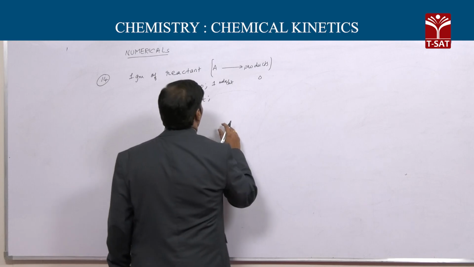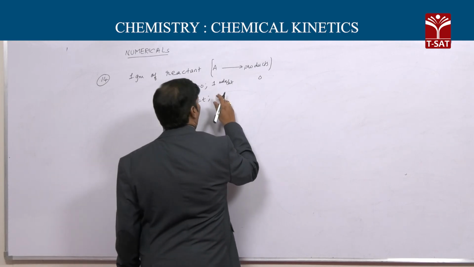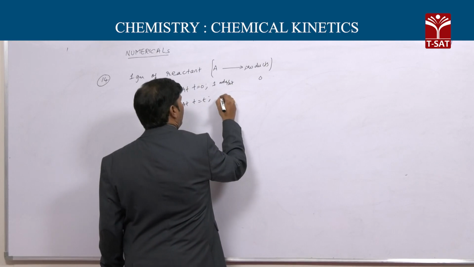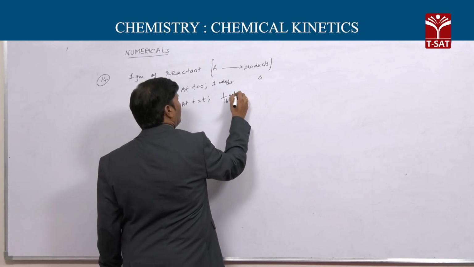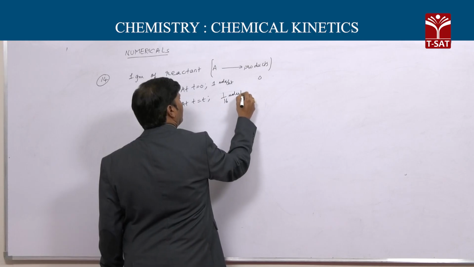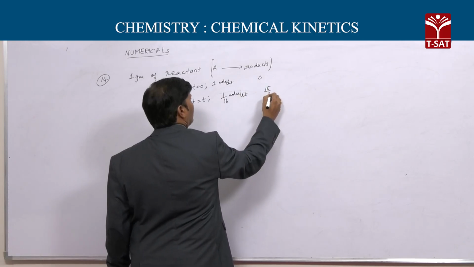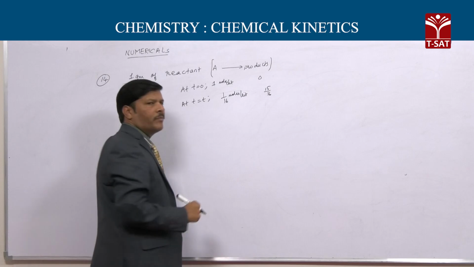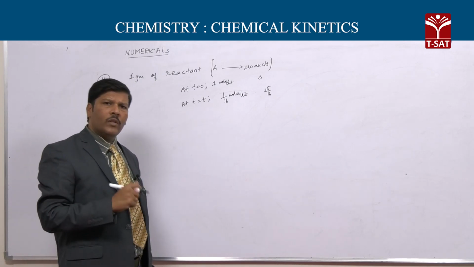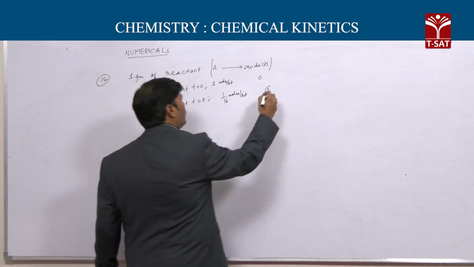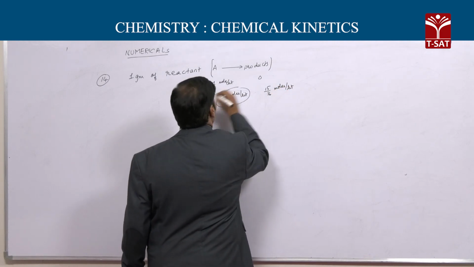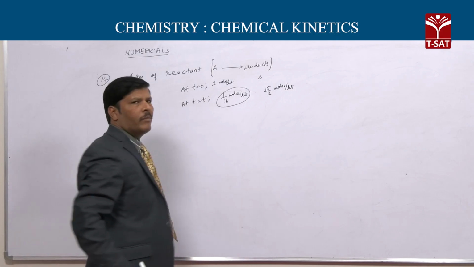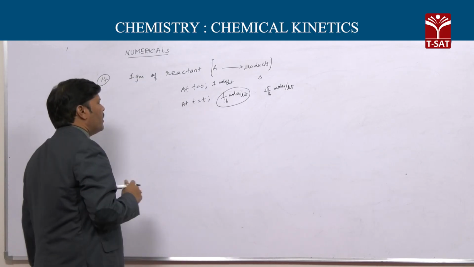So you find that 1 by 16th of the reactant, 1 by 16 moles per liter, is left. So 15 by 16 is the amount of products which has been formed. That means 15 by 16 moles per liter of the products have been formed, and the remaining concentration of the 1 mole per liter is 1 by 16.